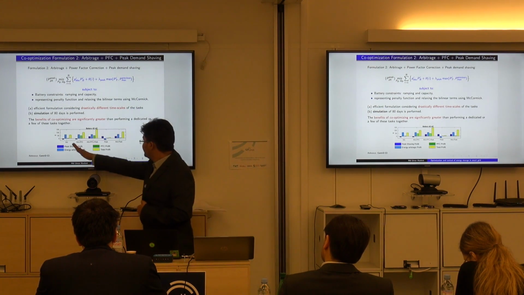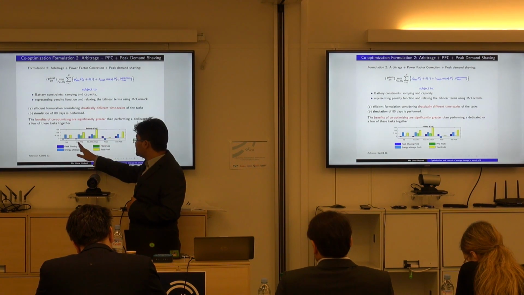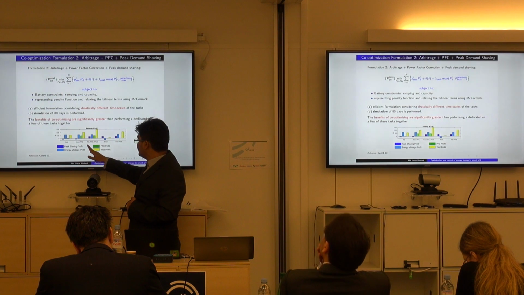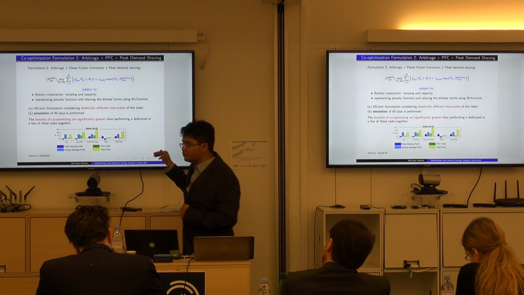So there are 5 different models here. The first model performs only arbitrage. The second performs arbitrage plus power factor correction. The third performs all the 3 that we have denoted here. Then similarly for other cases.